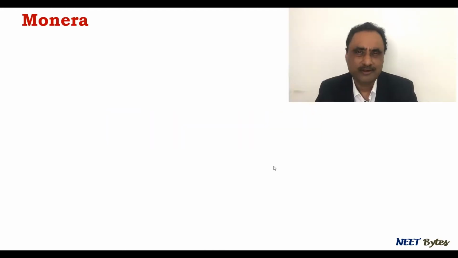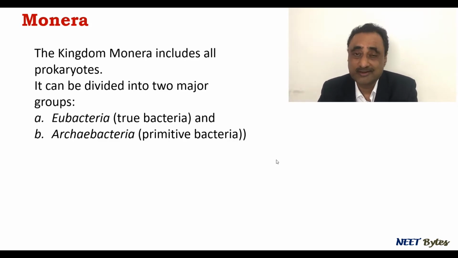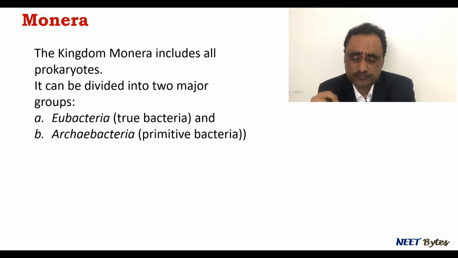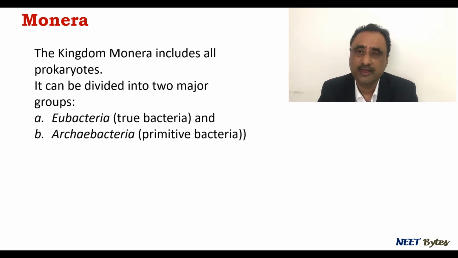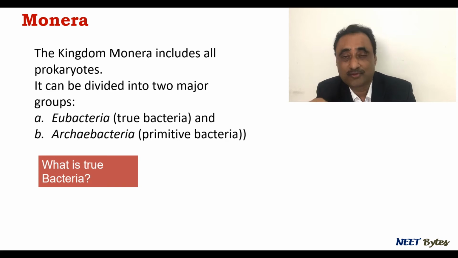The kingdom Monera includes two groups. One is the eubacteria and the second is what we call the archaebacteria. The very basis for the recognition of these two groups is the nature of the cell wall, right? Now, eubacteria is often called a true bacteria. Can you tell me why we call them eubacteria, a true bacteria? Well, the reason lies in the cell wall.